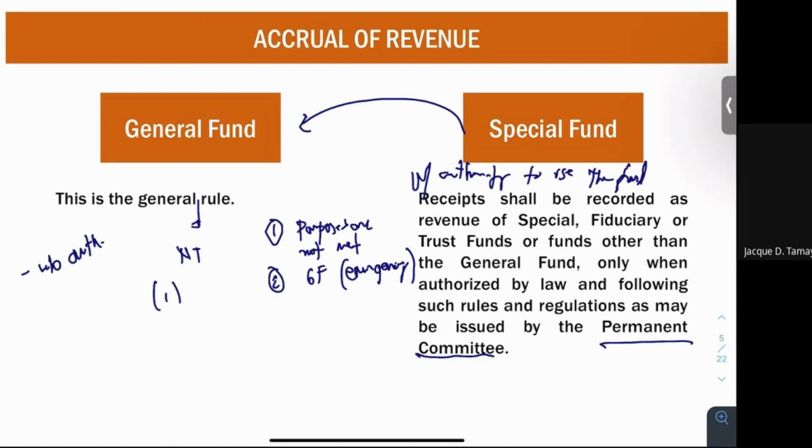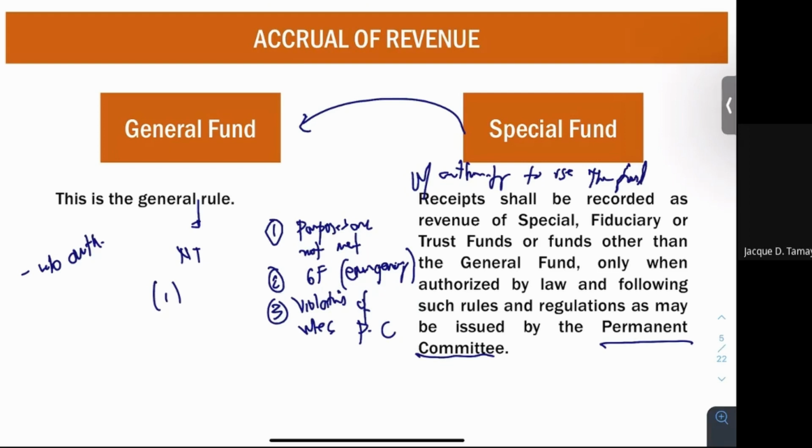Now, our problem is, are there chances wherein the special fund will be reverted to the general fund? Yes, there is. The first one is the change of purpose or non-attainment of a purpose. Next is that there is a need for the general fund due to emergency. And another is a violation of the rules promulgated by the permanent committee. So if ever the rules or conditions set by the permanent committee are not met, that should be reverted to the general fund.